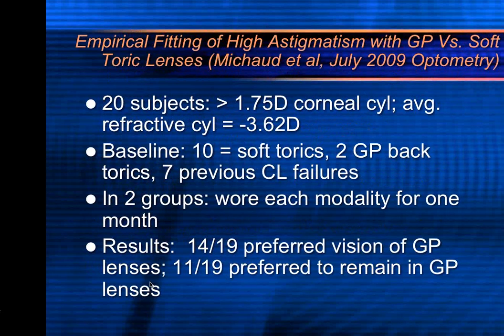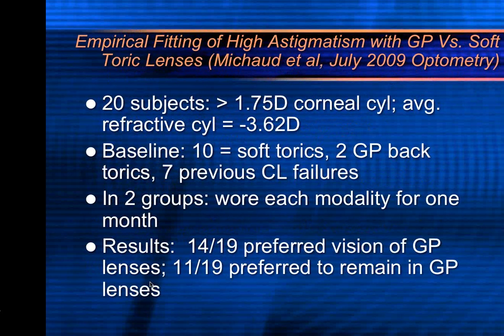cases. And what Langis did in this study is he took 20 subjects that had greater than 1.75 diopters of corneal cylinder, so they were good bitoric candidates, average refractive cylinder minus 3.62. And if you look at their baseline criteria, most of these people really were in soft torics. One patient dropped out immediately, so they had 19 essentially in the study.